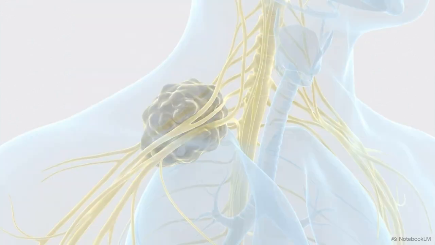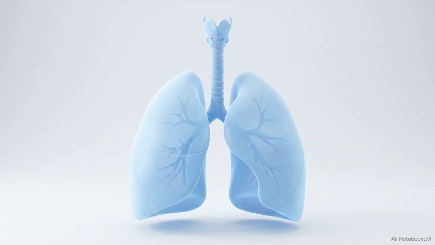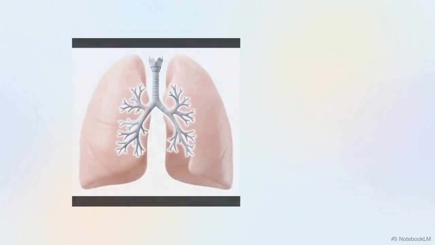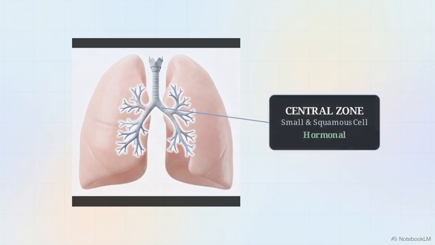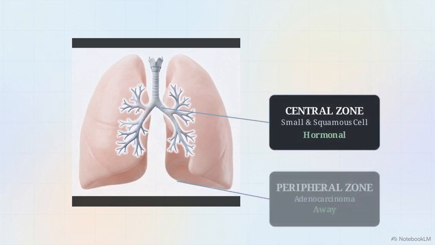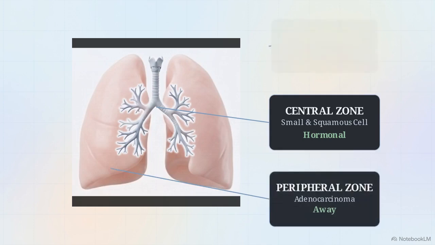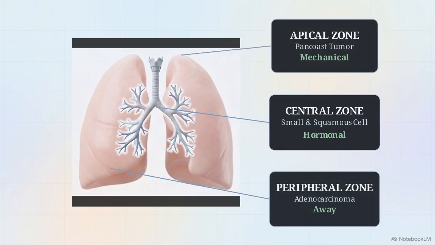Unlike the central cancers that secrete hormones, Pancoast tumors bypass metabolic syndromes entirely. Their location creates a purely mechanical footprint of nerve damage. Pulling back to view the entire respiratory tract, we return to the blank map we started with. This completed 3D matrix brings all three geographic zones online simultaneously. We have the central zone for small and squamous cell, the peripheral zone for adenocarcinoma, and the apical zone for Pancoast tumors, each labeled with their associated syndromes.